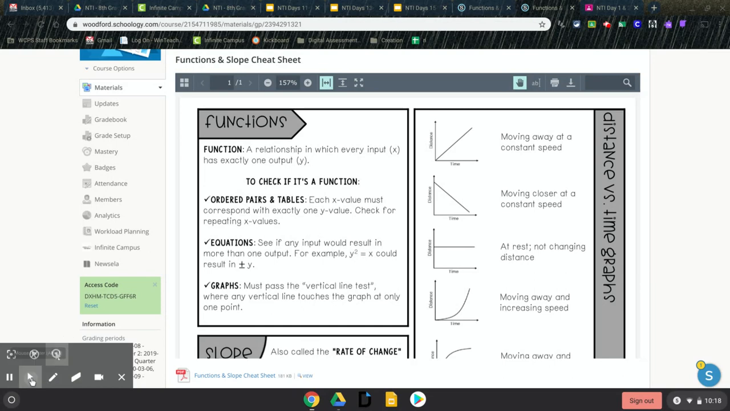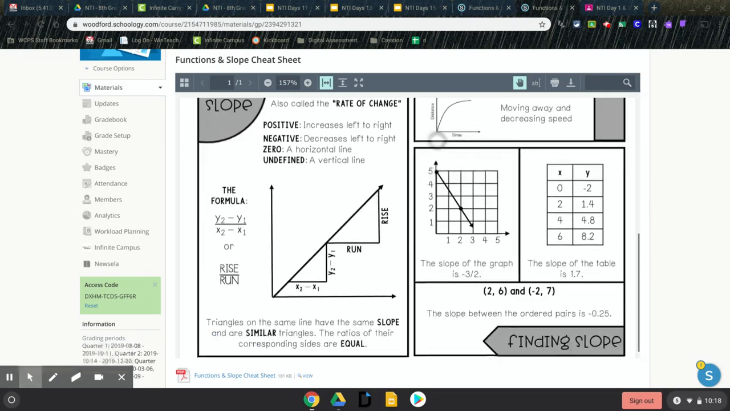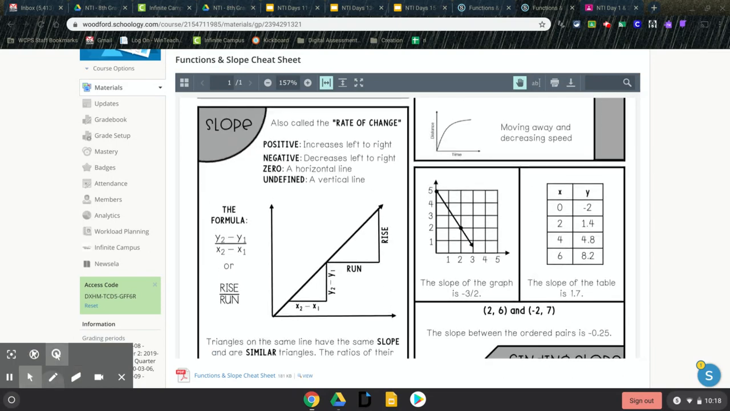Next, let's take a look at slope. Now, we did not do this particular formula. This is not what we used. If you remember, we did stack and subtract. So you took an ordered pair, you stacked it, and you subtracted it. I'll show you an example of that here in a moment. Remember, slope is also known as the rate of change.